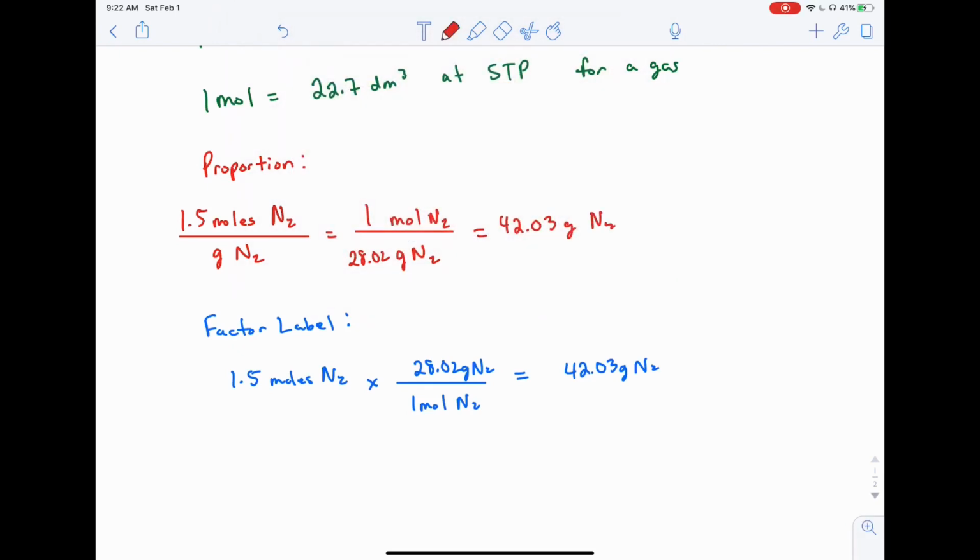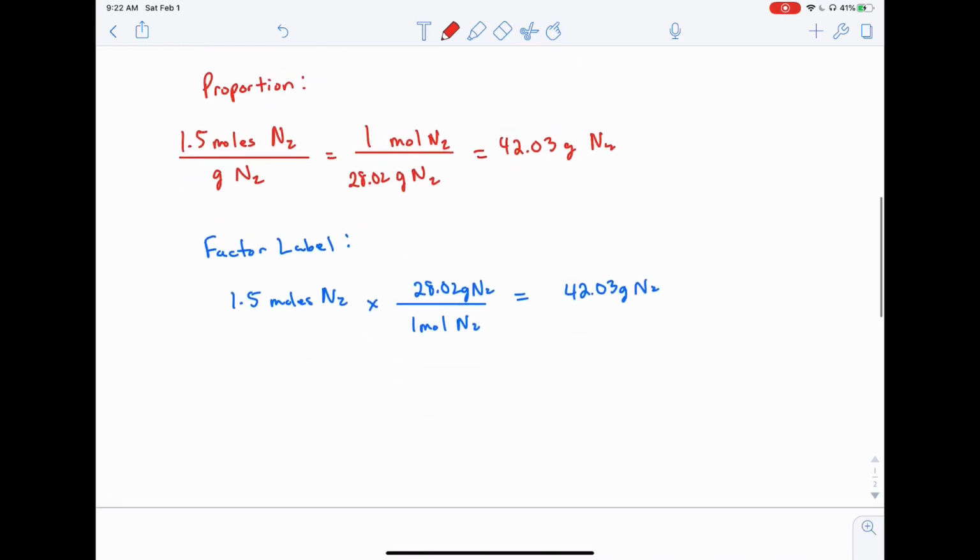Either way, for these simple conversions, do it whichever way you feel comfortable. There is no right or wrong way. Do whichever way makes sense to you. If you like setting it equal to each other, do that. If you like factor label, do it that way. There are pros and cons to each based on the way you think.